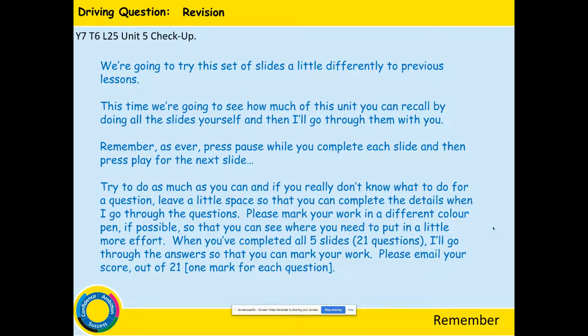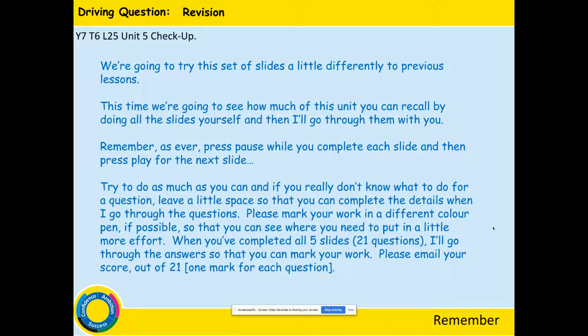Okay, so I'm going to do these slides a little bit differently. I'm going to give you 5 slides. In total, there'll be 21 questions. I'd like you to have a go at these on your own, all 5 slides. For each slide, you'll need to press pause while you complete that slide, and then press play when you need the next questions. There's 2 or 3, I can't remember now, on each slide. Once you've finished all 5 slides, then I'll go through the answers with you.